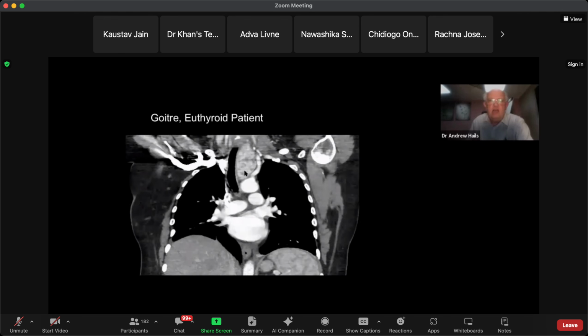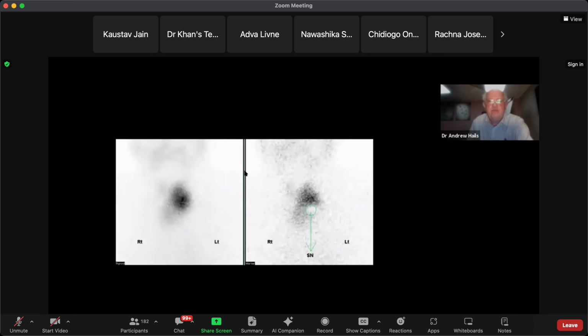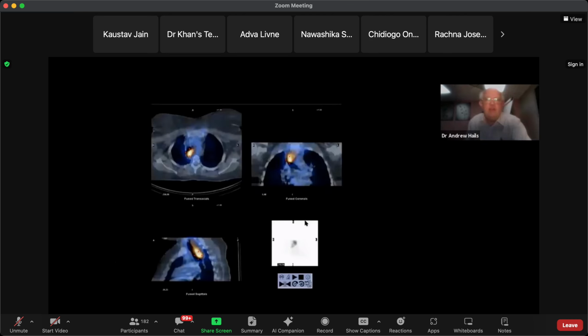There's a CT coronal image. This is not a very good picture, but basically we've got a sternal notch marker and we've got activity descending below the sternal notch, so it's similar, maybe not such a good case. And we've got this here. What kind of image would you say this was?